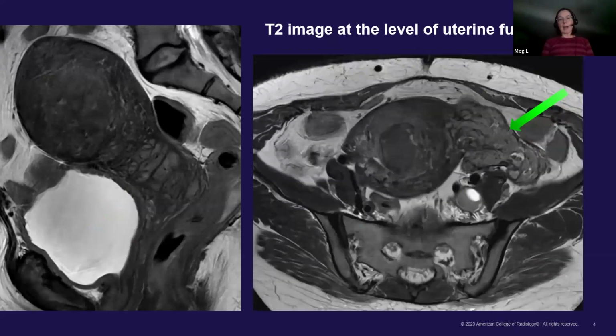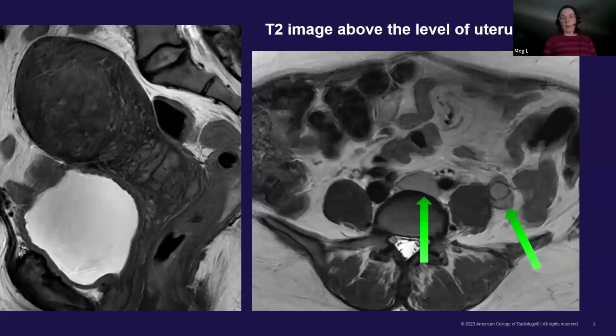And you can see up higher that there's extension of this intermediate T2 signal intensity tissue into that left adnexa. And as you follow those left pelvic sidewall vessels up, you can see that they're expanded by that material that looks similar in signal intensity to the tumor. And here you can see a little bit higher that extends all the way up to the level of the left common iliac vein.